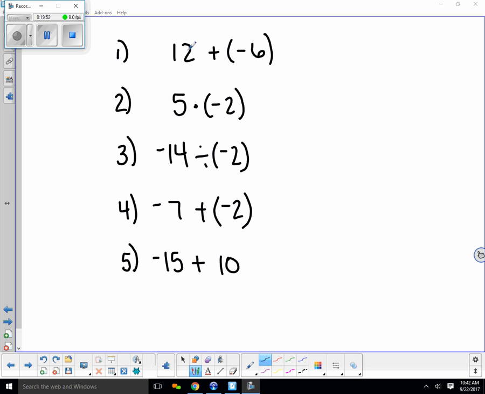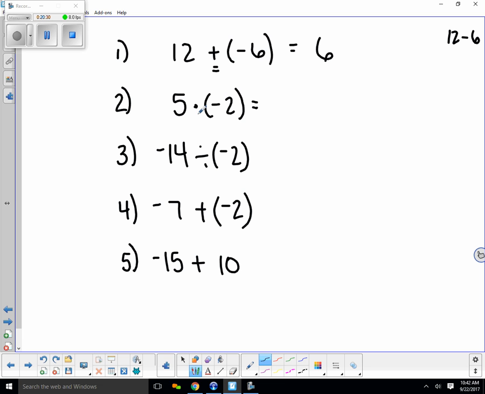All right, looking at the first one, we've got an add problem. So we're thinking about add rules. We only had two. Either the signs are the same or the signs are different. So in this one, which one fits? They're different. So it said to take your larger number and subtract your smaller number. So 12 minus 6 is 6. And which number was larger? The 12, and it was positive, so my answer is positive. So my answer is 6.